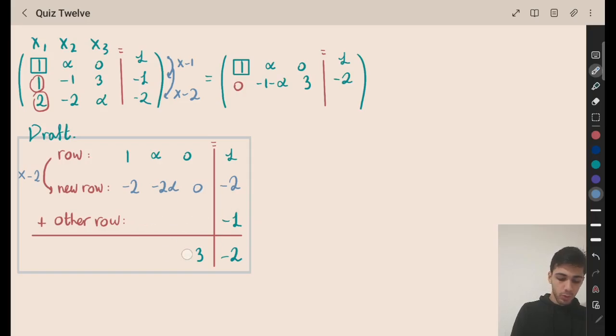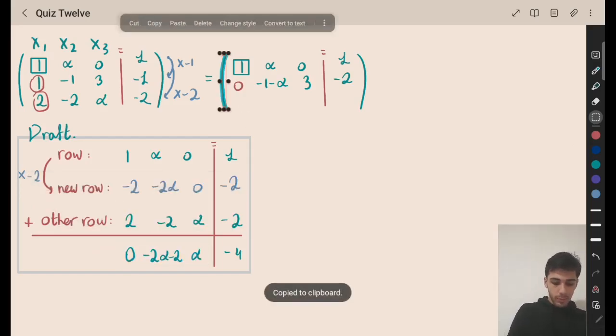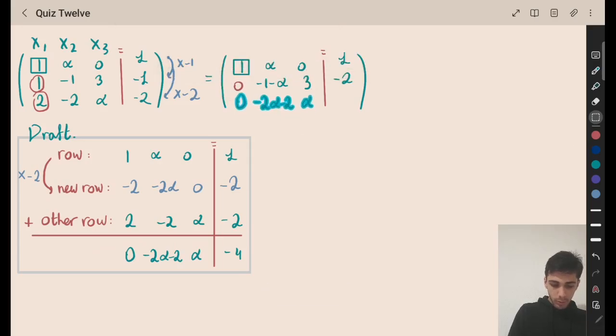I add to the new row, which is the third one, 2 minus 2 alpha -2. I get -4, I get alpha, and here I get -2 alpha -2. Here I get -2 plus 2 is 0, because they cancel out. Remember that I made this very specific choice so that I can cancel the terms out. So that was the established goal for us with this problem, or at least with this very specific step forward. So these are the new values we have for the third row.